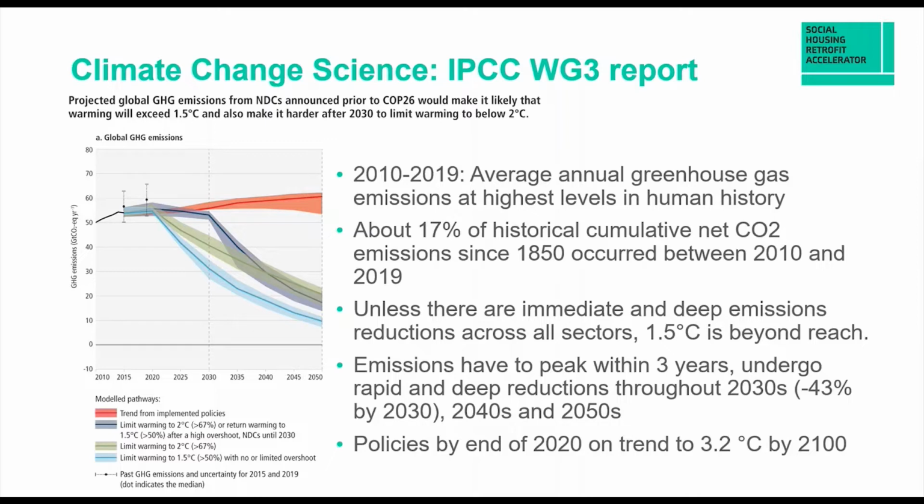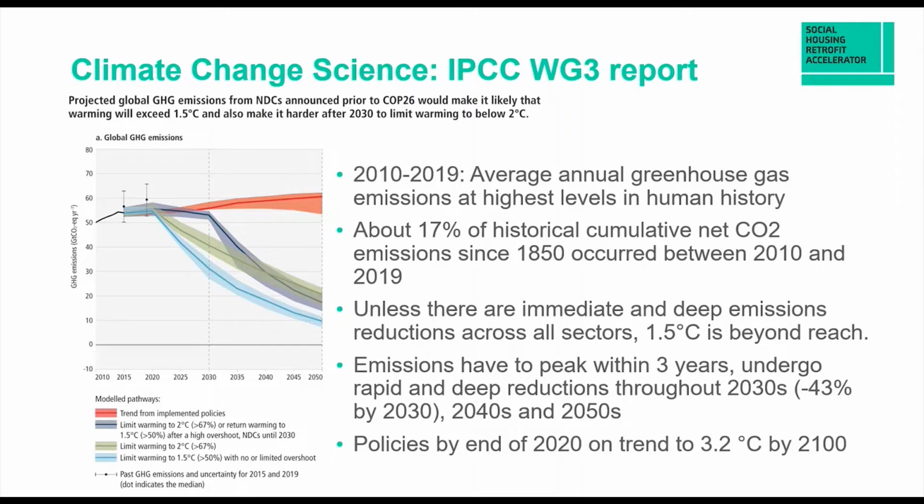The whole graph is global greenhouse gas emissions, and the fat lines are climate models that show the prospective pathways or trajectories as we go forward. And the red one, which is titled Trend from Implemented Policies, is essentially where we are currently with the present state of policy. Basically, that line gets us to 3.2 degrees by the end of the century, which is where we will end up if no more drastic action is taken now.